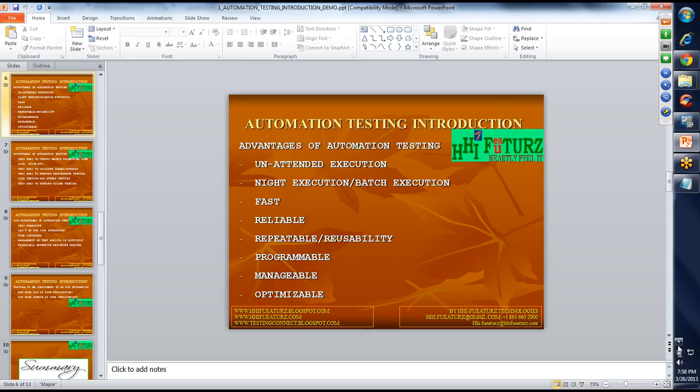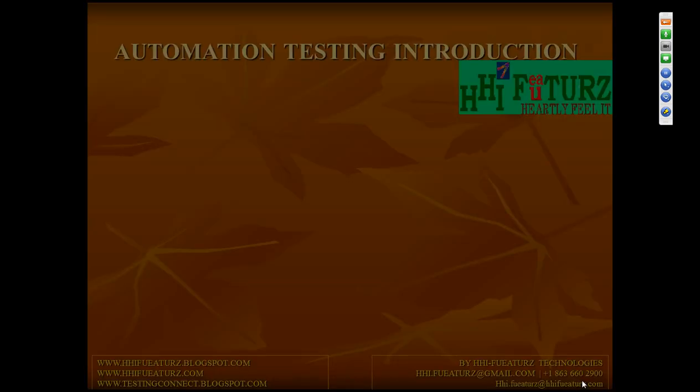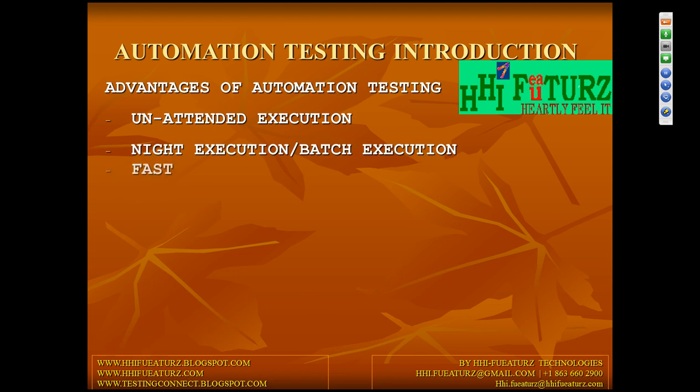Then the next advantage is that it is fast. You are aware of that, right? Automation execution is always fast when compared to manual testing. Reliable. It doesn't have patience and it will never get tired. So however many times it executes, it will give you 100% accurate results. So that is nothing but reliable.